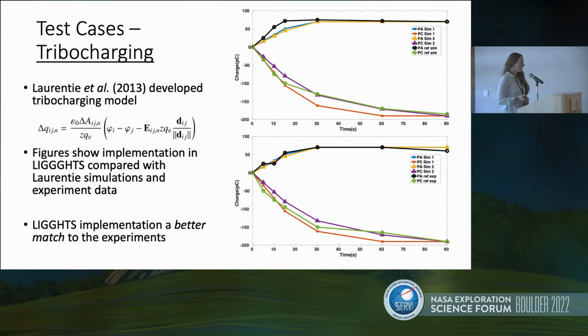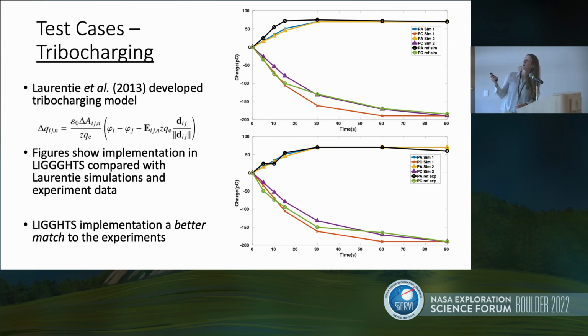So the more interesting cases we've been exploring are what happens when you have tribocharging. Tribocharging is another contact force interaction where you have grains touching each other, whether they're of unlike or like work functions, so the same materials or different materials. They can exchange charge. This can be due to rubbing and different types of contact forces. So we implemented a model from Laurenti et al., a 2013 paper, where they had also done a tribocharging model in a different DEM. So we implemented a similar model in ours.